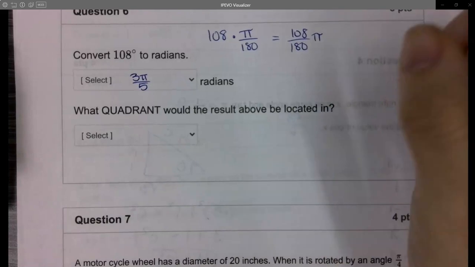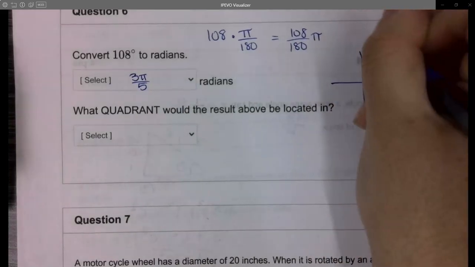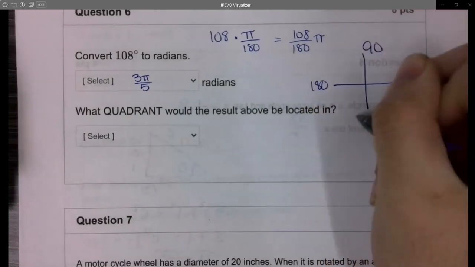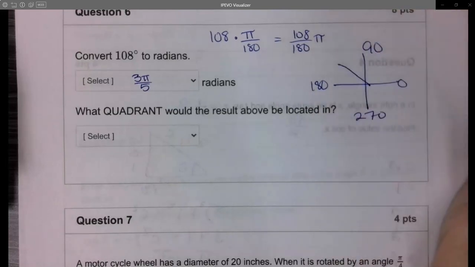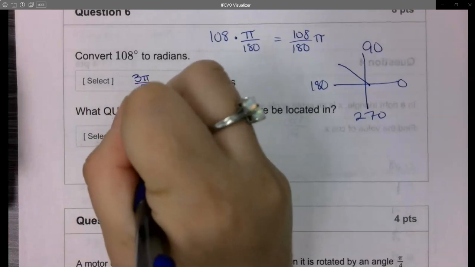Then it wants to know what quadrant. So I have 0, 90, 180, 270. 108 is again between 90 and 180. So this is again quadrant 2.